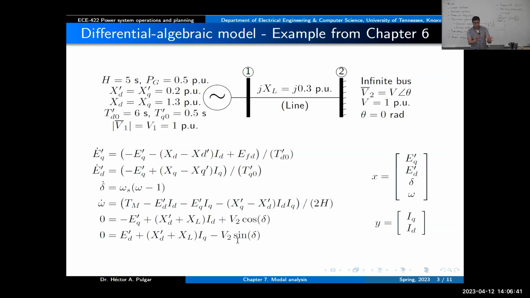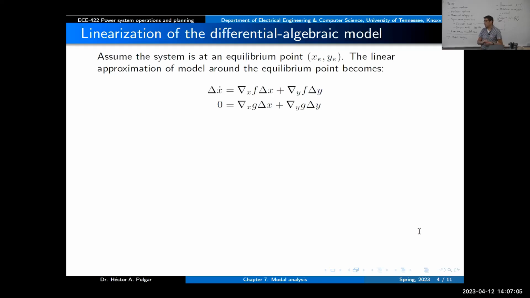But when we considered the two finite machines and the infinite bus, that was not possible. We needed to determine the voltage at the terminal. Well, for this system, that's the differential algebraic representation. So for the state variables we have this vector, and for the algebraic variables we have this vector. And we need to find the equilibrium point for the system. When we find it, we need to linearize the system around the equilibrium point, and if we proceed in the same fashion as we did before in chapter 3, we should be able to obtain something like this.